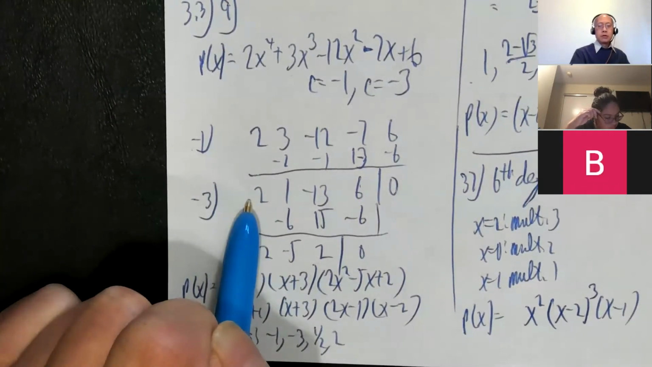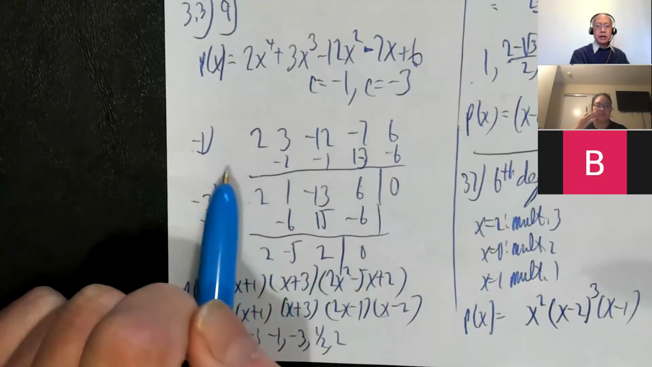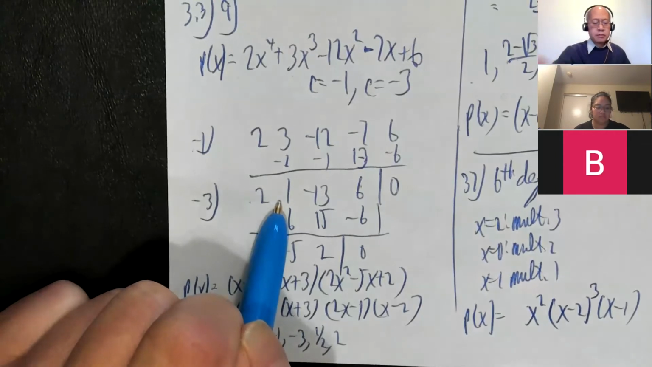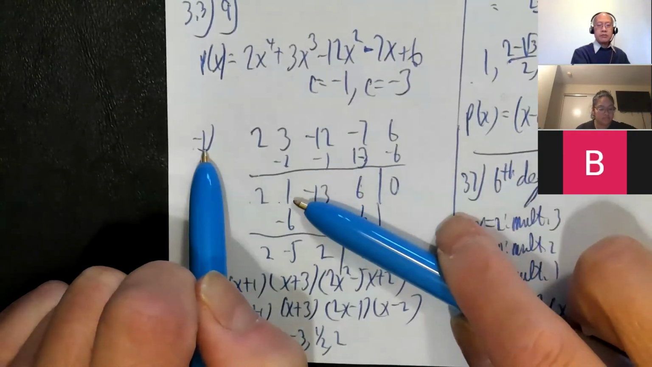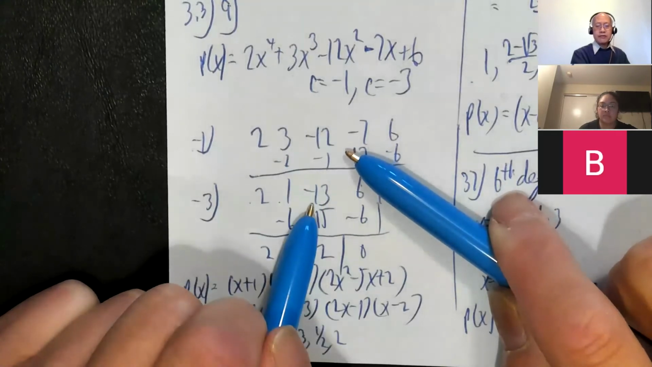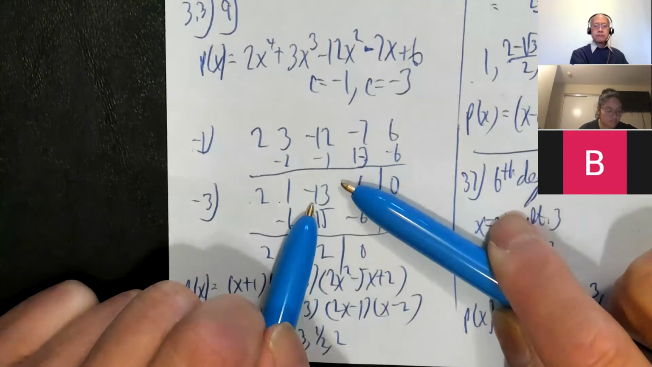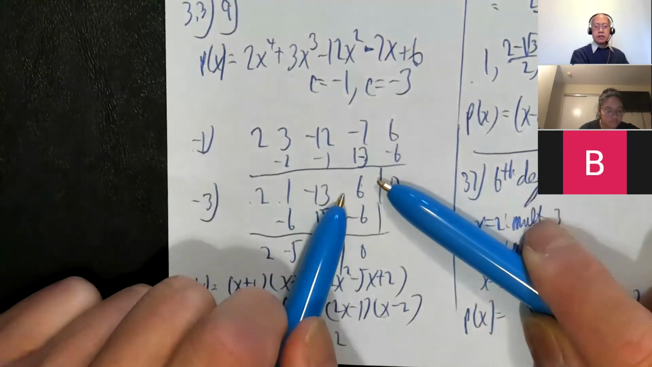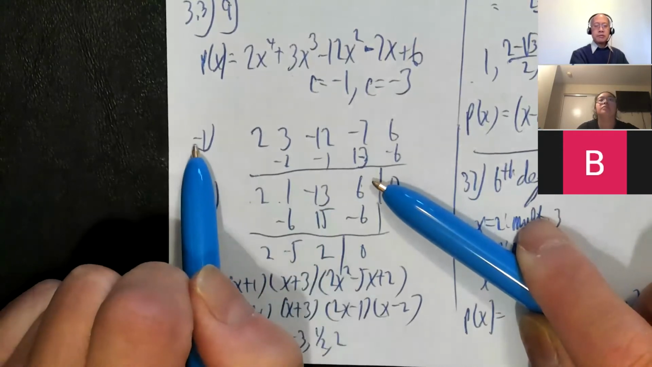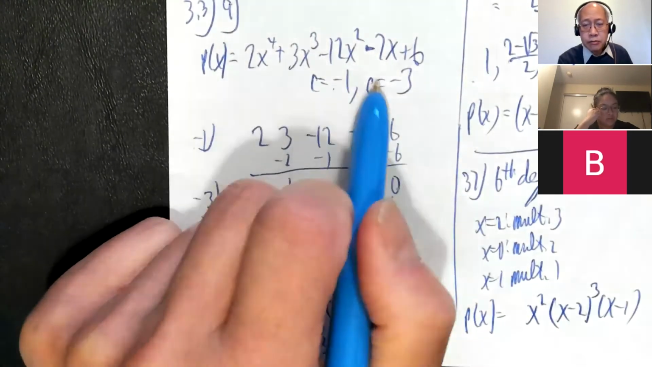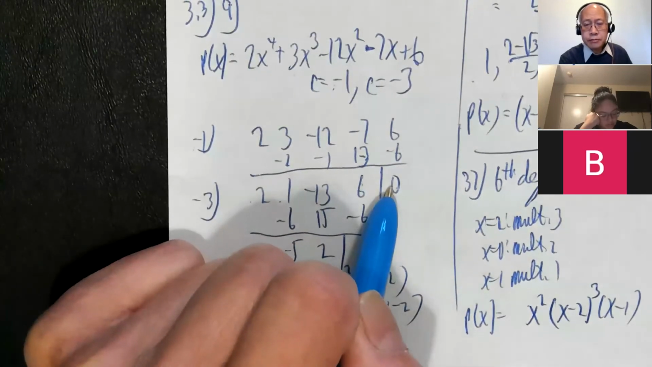Okay, bring down 2. Multiply, add, multiply, add, multiply, add. So -1 times 2 is -2. Add 1. -1 plus 1 is -1. Add -12, and a -1 makes -13. Multiply, -1 times -13, 13. Add them up, 6. Multiply, -1 times 6, -6, 0. And yes, I'm anticipating a 0. Since they already tell me these are roots, you must have a 0 here.